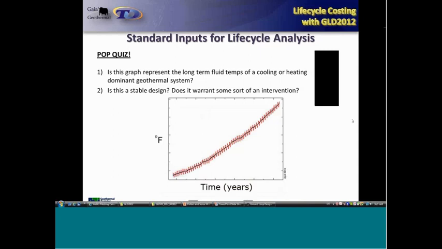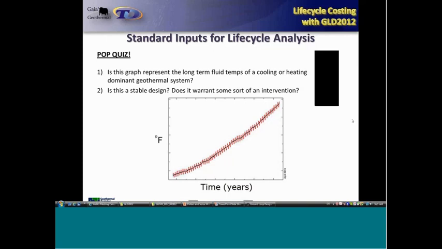Okay, so I have no takers, so maybe people are a little shy. Got it. I got a bunch of takers, and everybody has got it absolutely right. This is a classic example of a cooling dominant system, and we know that because the temperatures are creeping up, because more heat's being dumped into the earth than extracted out.